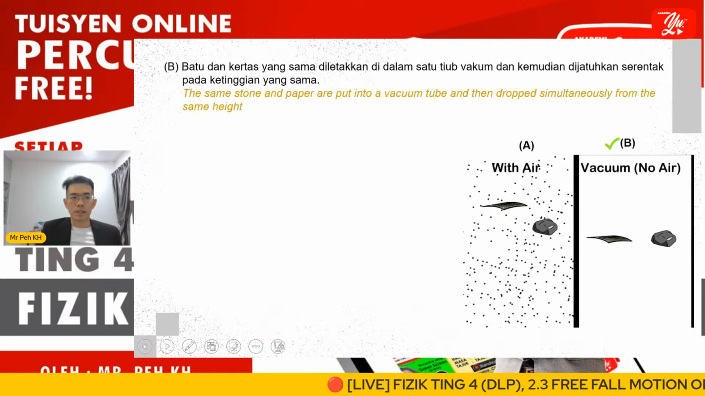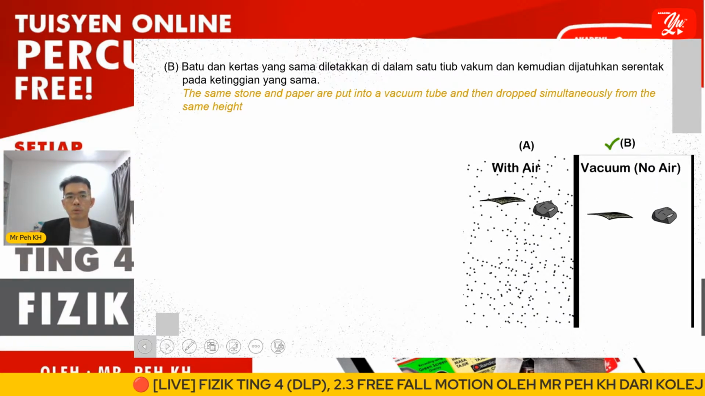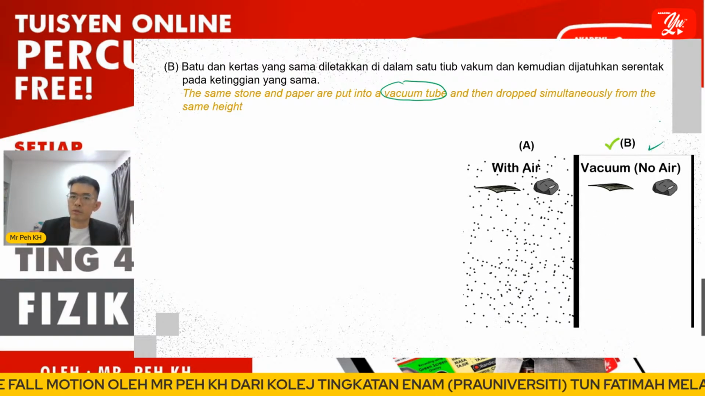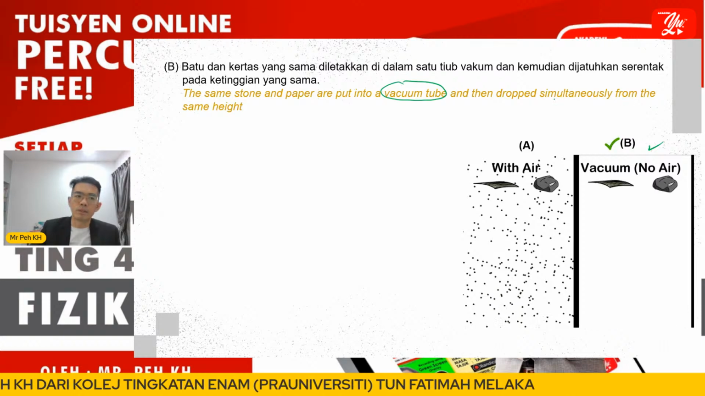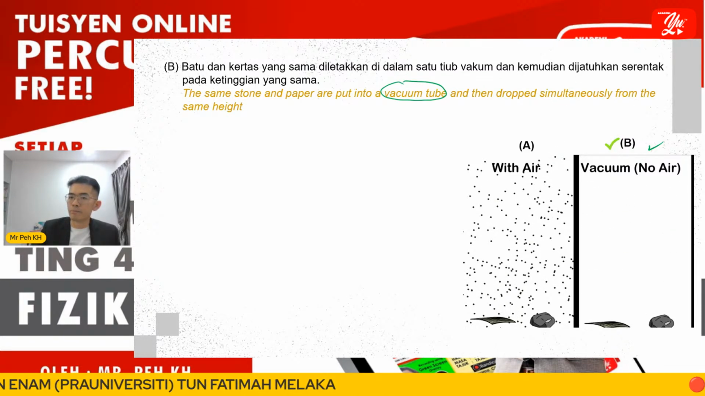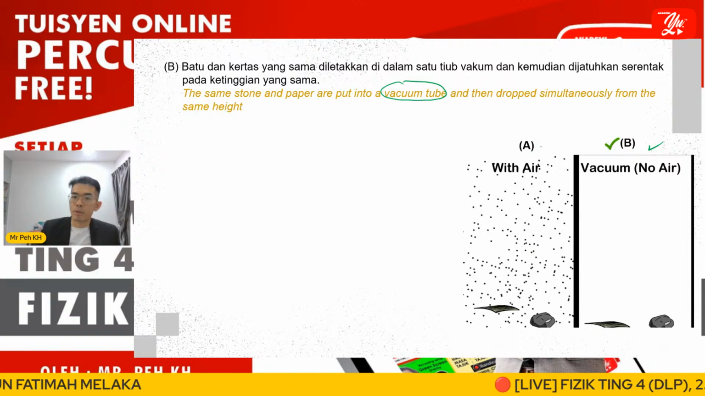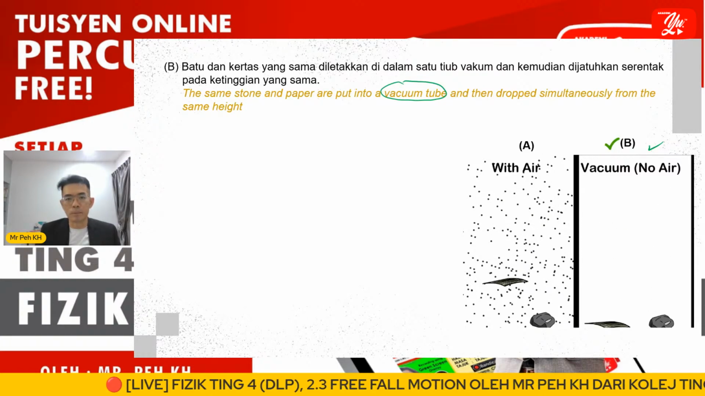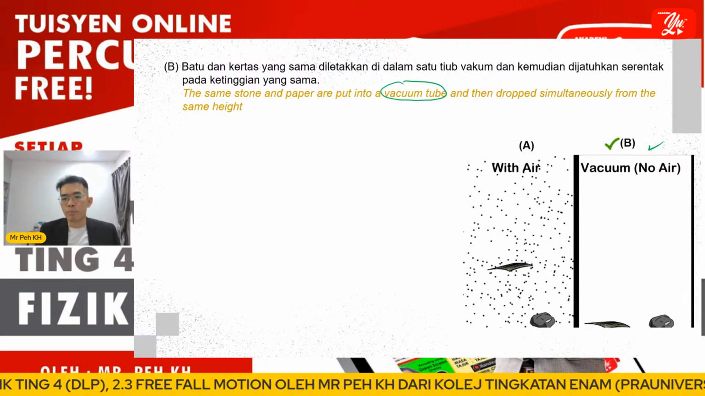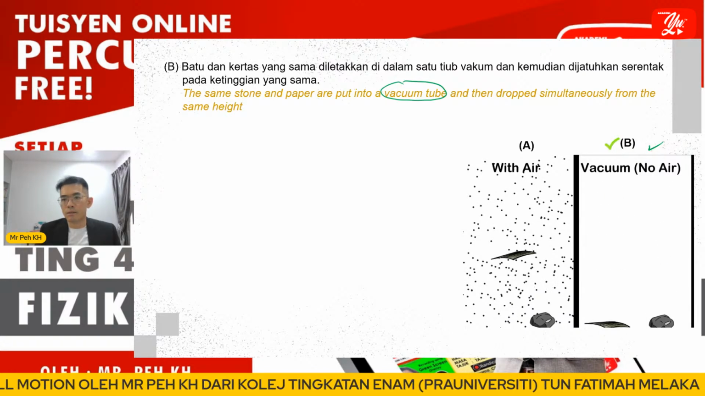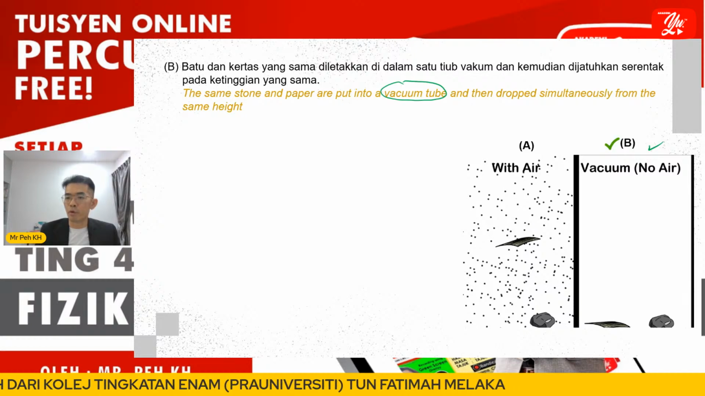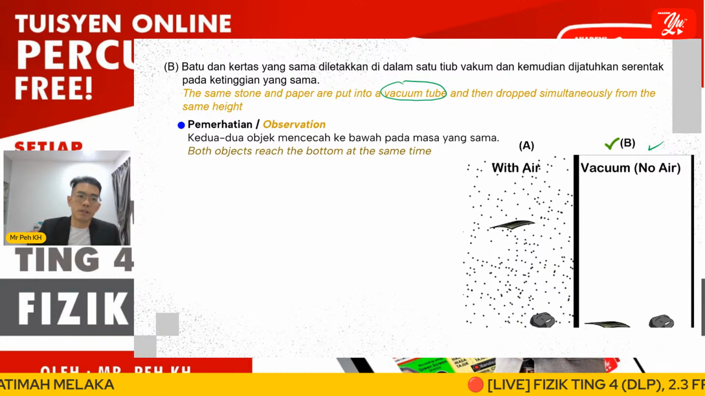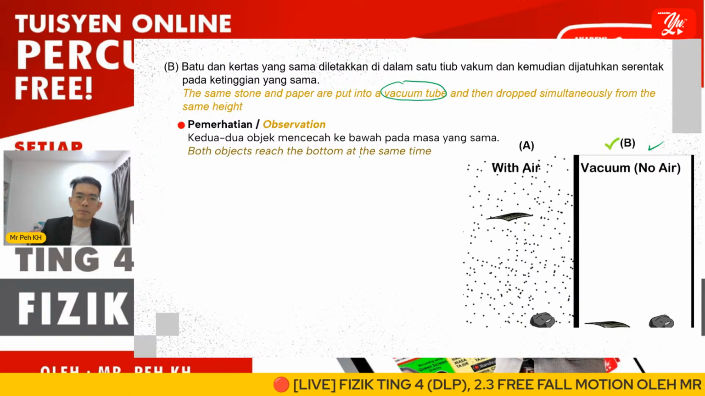Okay, then situation B. The same stone and paper are put into the vacuum tube and dropped simultaneously from the same height, the same way as we did in experiment A. From the GIF, you may see that both objects drop at the same time, because in the vacuum condition both objects are in free fall, so there is no air resistance acting on either object. The observation is that both objects reach the bottom at the same time.